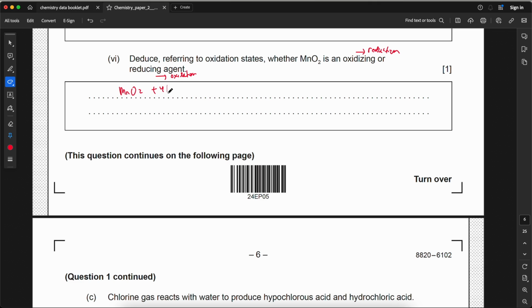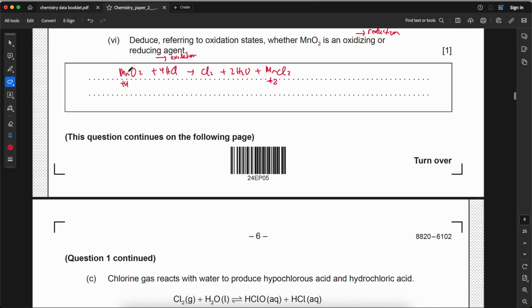MnO2 plus 4HCl produce Cl2, 2H2O and MnCl2. For Mn, the oxidation number is +2 here and +4 here. We already calculated this. So +4 to +2 is reduction. Therefore, it is an oxidizing agent. It's always the opposite. If it's an oxidizing agent, it's reduction. If it's a reducing agent, it's oxidation.